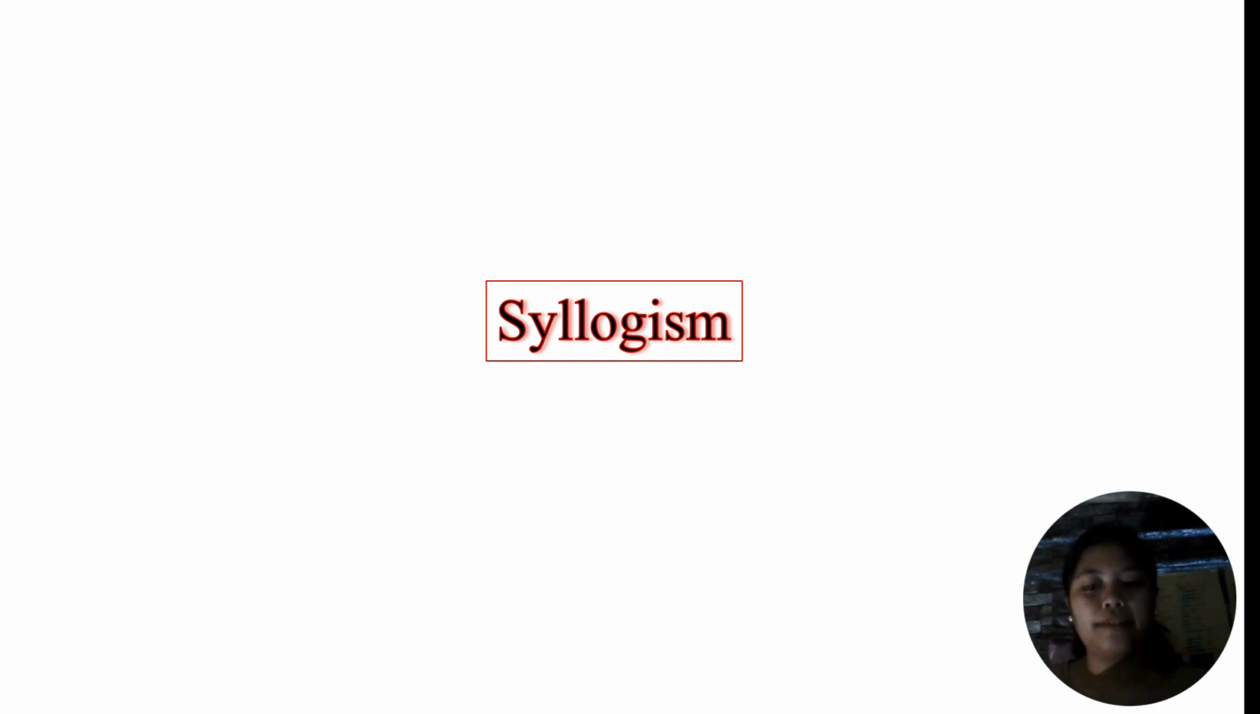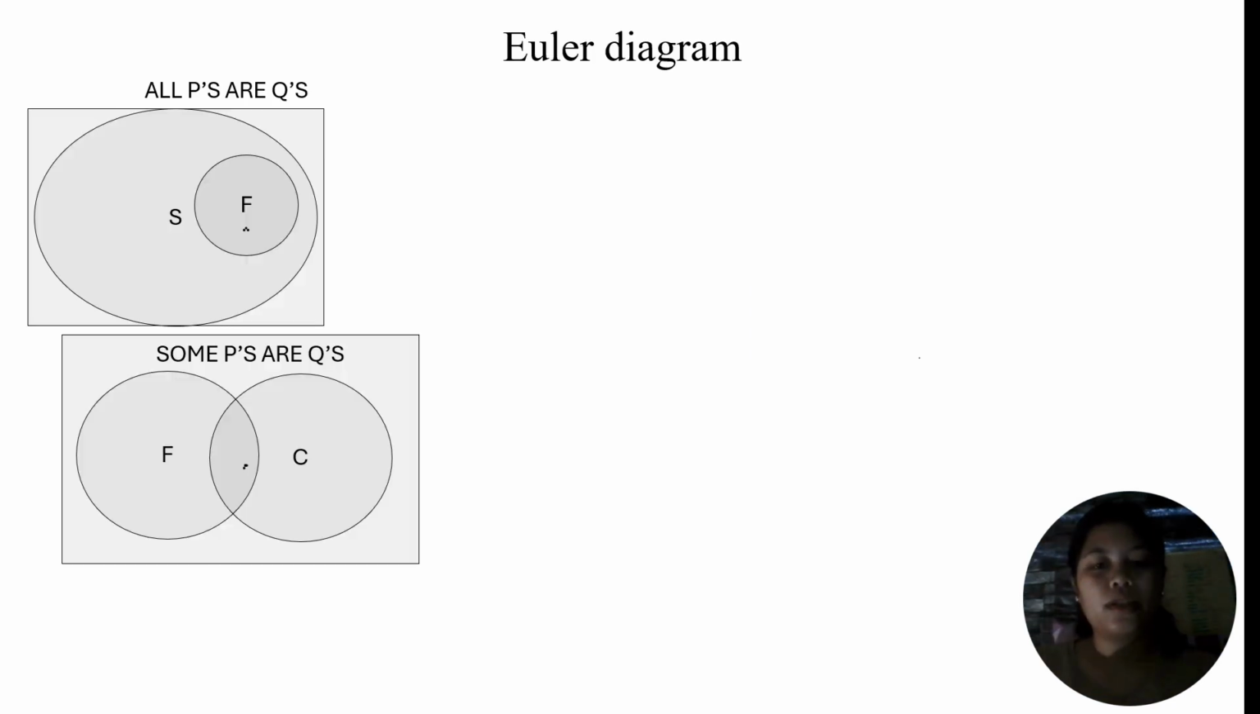Next we have syllogism. This is our second topic, syllogisms. We will make an argument based on the Euler diagram. First we have all P's are Q's. Our argument is all fish can swim. The small circle is the fish and the big circle is can swim. This is a valid argument because fish belongs to can swim. So all fish can swim.